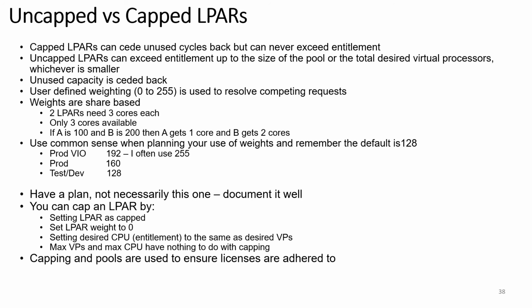The maximum settings have nothing to do with capping. When I set max VPs, that just means that's the maximum number of virtual processors I can grow to by using a dlpar command, and the same applies to max CPU. Capping and pools are used quite often to ensure that licenses are adhered to. So you should actually pay attention to those and make sure that you're not exceeding the licenses that you have.